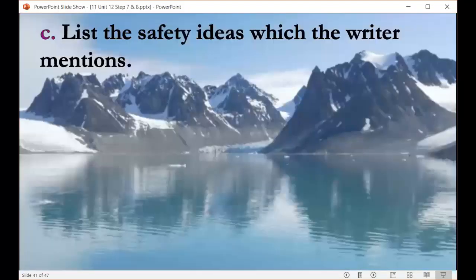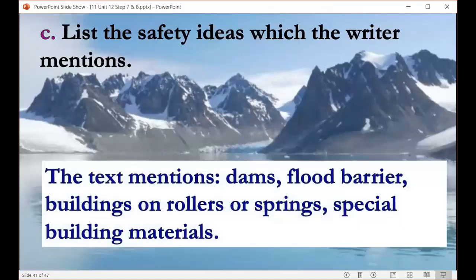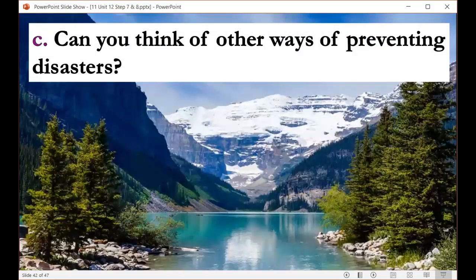The next question says, list the safety ideas which the writer mentions. What are the safety ideas which the writer mentioned in the text? Yeah, they mention dams, flood barriers, buildings on rollers or springs, and special building materials like plastic, wood, rubber, and so on. Okay, let's go to the next question. Can you think of other ways of preventing disasters? I think it's up to you. You can think of ways. You are our future engineers and you will imagine and discover things that would prevent disasters or at least lessen the effect or impact of these disasters.